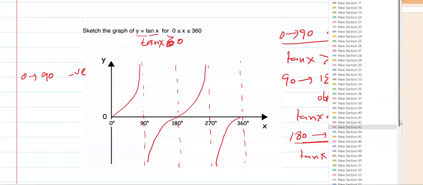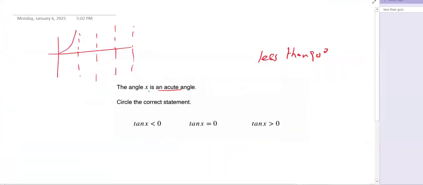So in this question, the x is an acute angle, meaning it is from 0 to 90 degrees. Obviously, tangent x would be positive. Okay, understood or not? Clear?